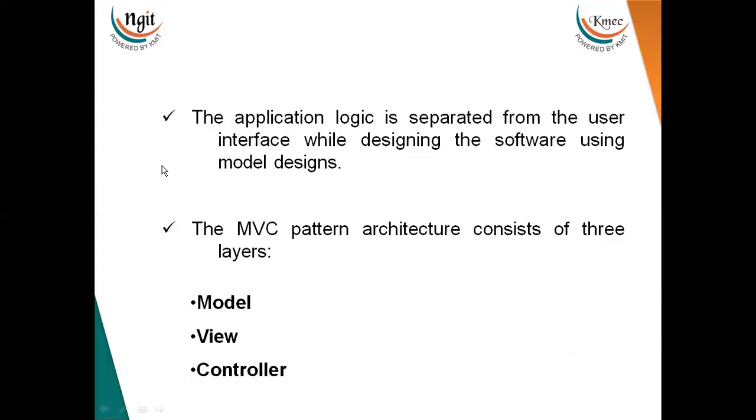Now we'll understand one by one. Here we separate the logical part from the user interaction while interacting with the database. The logical part is handled by the controller, the database part is handled by the model, and the presentation part is handled by the view. These are the three layers in the MVC architecture: view, model, and controller.